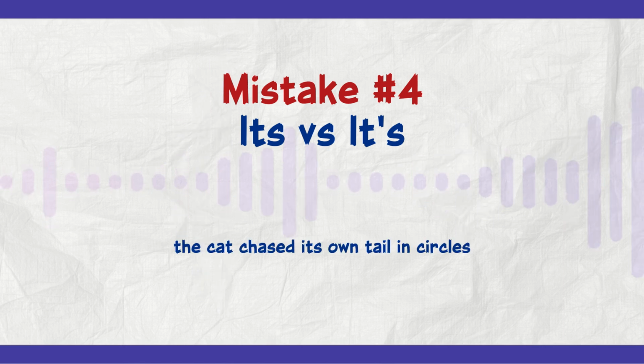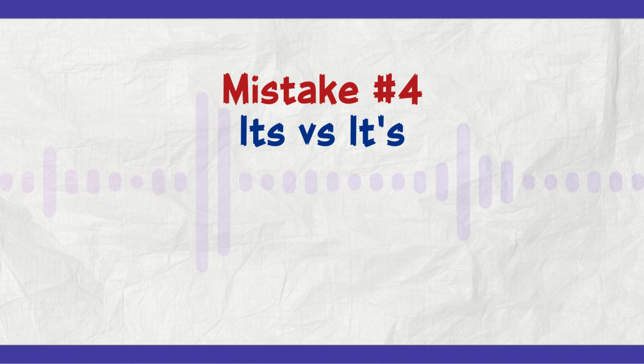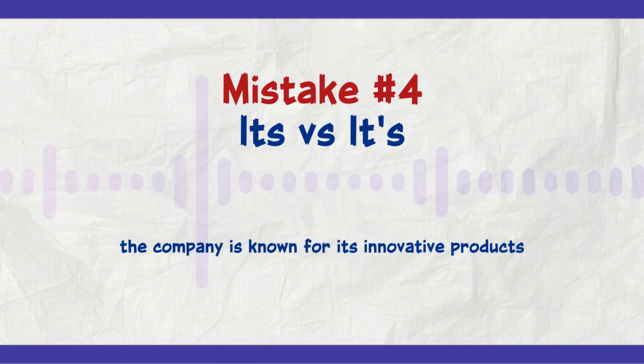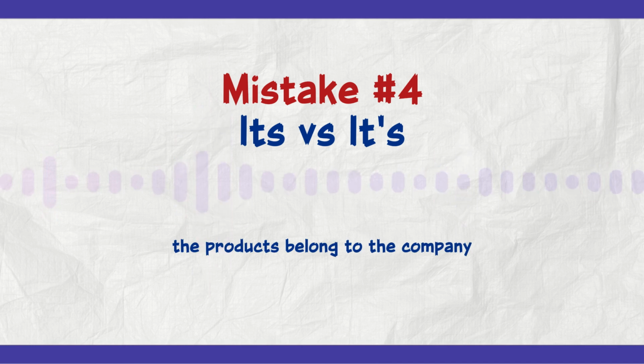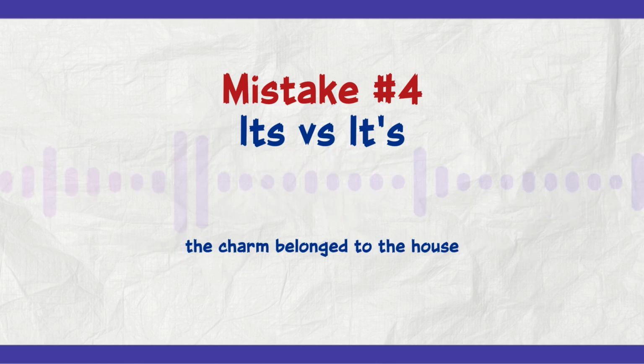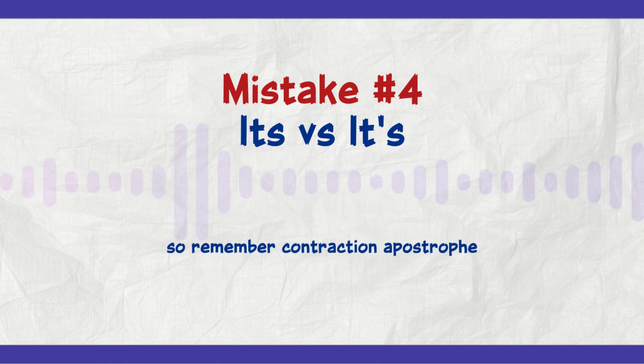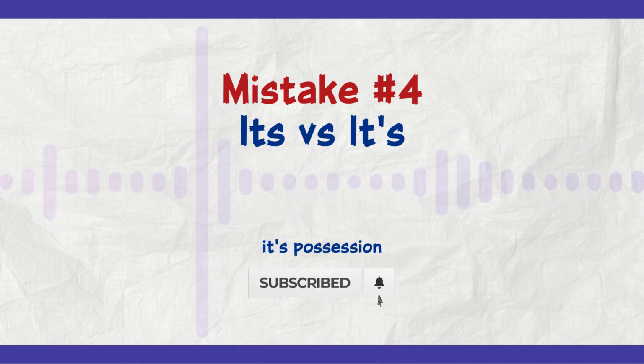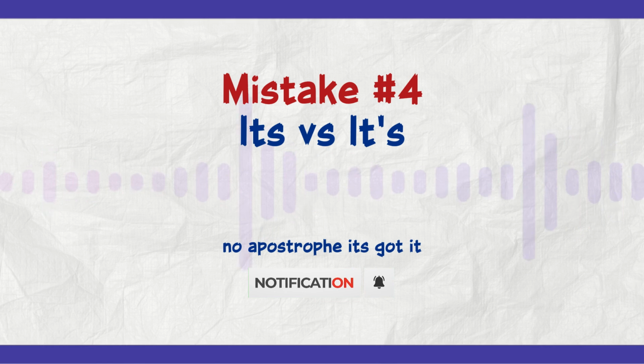Okay, now its, possessive, no apostrophe. The cat chased its own tail in circles. The tail belongs to the cat. The company is known for its innovative products. The products belong to the company. The old house had lost much of its original charm. The charm belonged to the house. So remember, contraction, apostrophe, it's. Possession, no apostrophe, its.